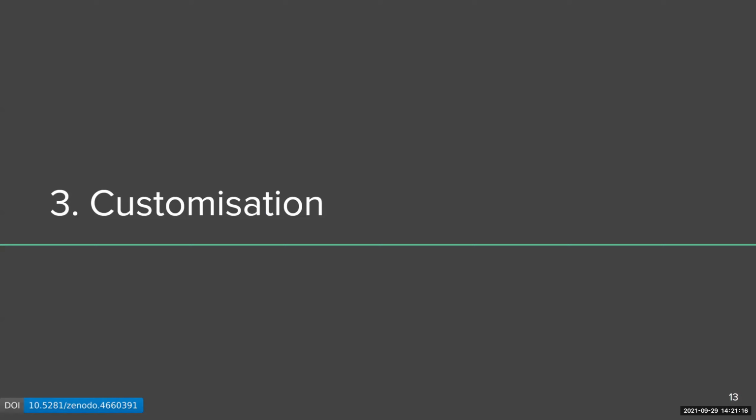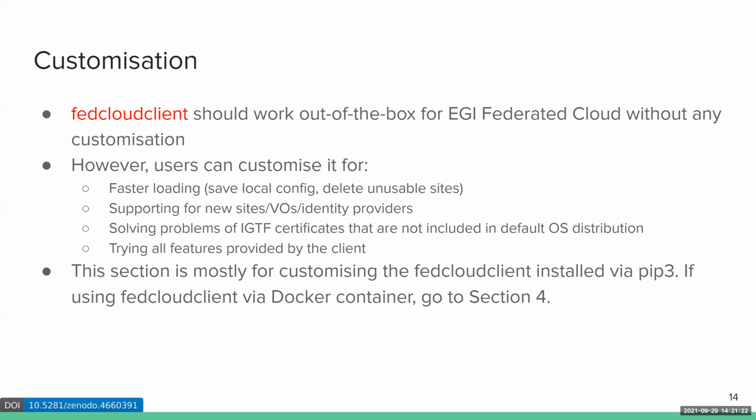The third one is, as I said before, the FedCloud client is very simple. It should work out of the box without any customization. But if you want to adapt it, you can customize it in several ways. For example, you can make a shell local config for faster loading. You can solve the problem of EGTF certificates and so on.